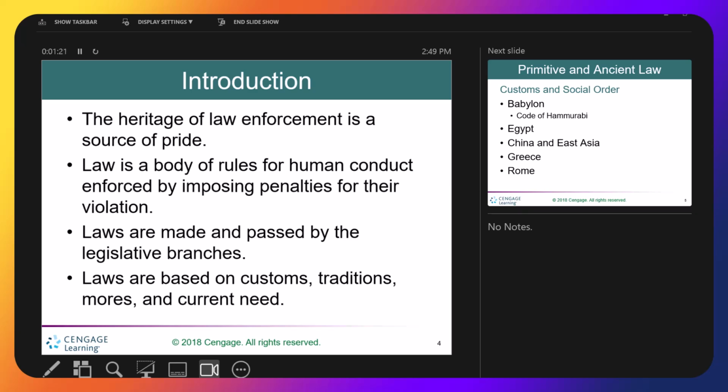So when we look at the heritage of law enforcement, it is a source of pride. Law is a body of rules for human conduct enforced by imposing penalties for their violation. Laws are made and passed by the legislative branch. Laws are based on customs, traditions, mores, and current need. So law enforcement goes back until like 2000 BC.